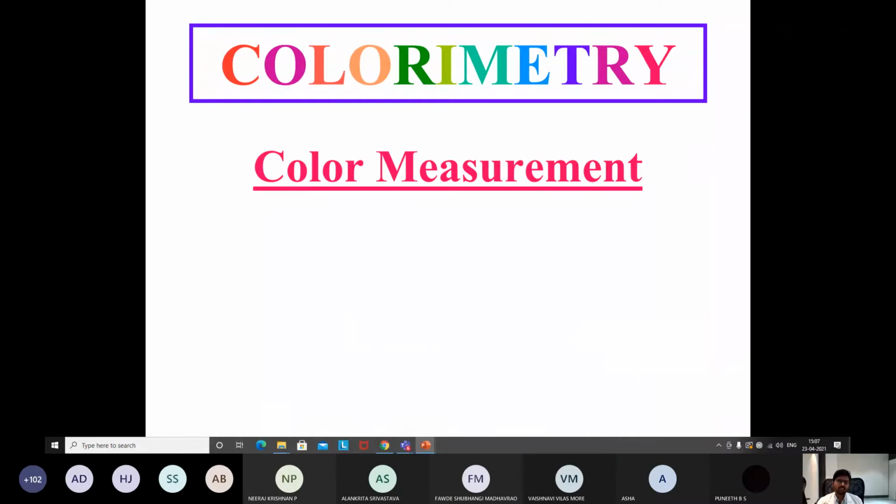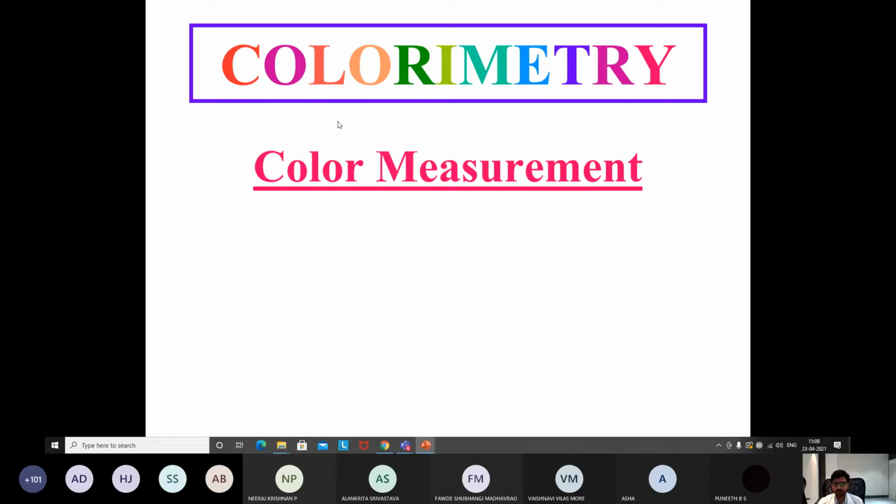So colorimetry is a measurement of color. This is COLOR, and metry means measurement. So measurement of color is called colorimetry. Is it audible, guys? Yes, sir. Okay, so measurement of color is called colorimetry.